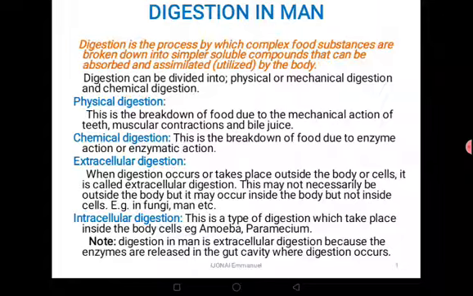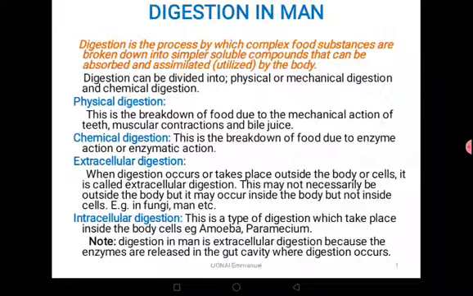And then we have intracellular. In this type of digestion, it takes place inside the cells. For example, in amoeba, in paramecium, in plasmodium, and other organisms that are majorly unicellular, they carry out digestion inside their cells, meaning enzymes are produced within the cell and they act on food materials within the very cell. So that one is called intracellular digestion.